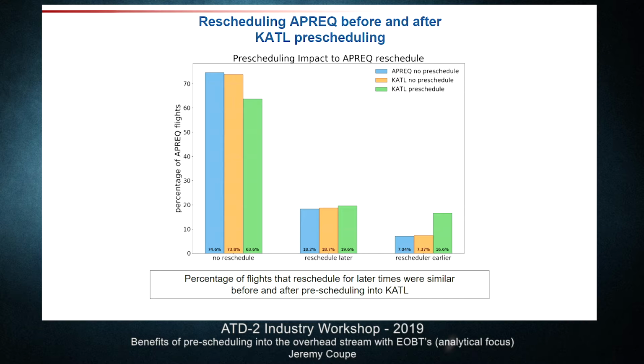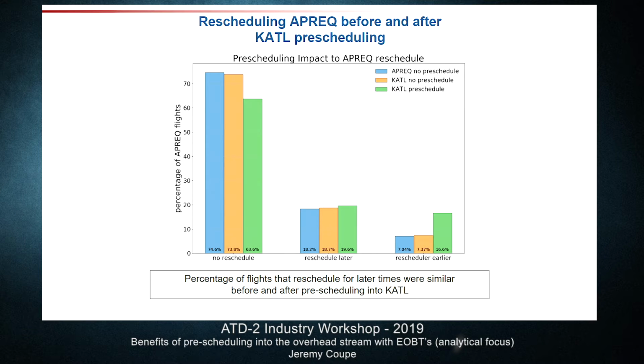What we see here is that roughly 74% of flights do not reschedule before pre-scheduling. So these are normal APREC flights. About 74% do not reschedule. However, you can see the green here, which is our pre-scheduled data set, drops down to about 63%. So once pre-scheduling happened, we had a little bit fewer flights that maintained their original controlled takeoff time.